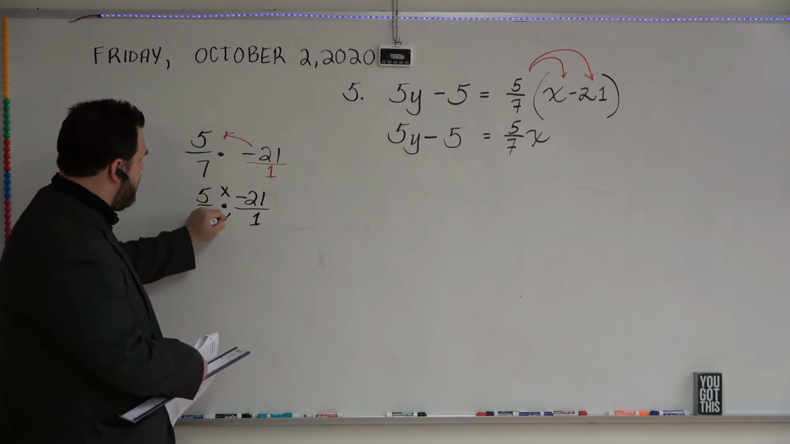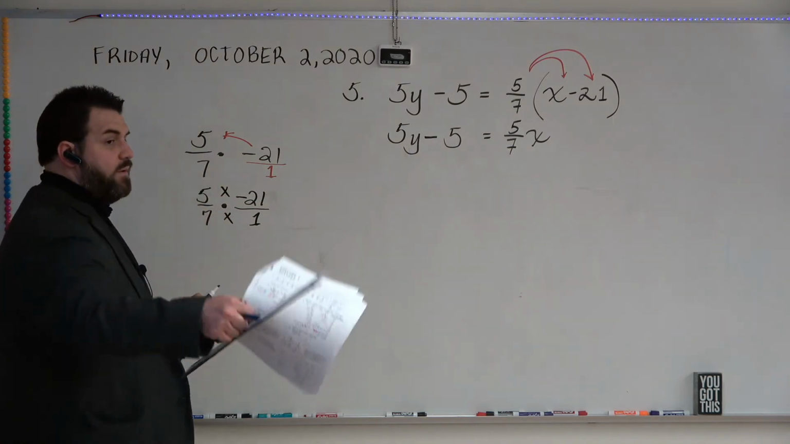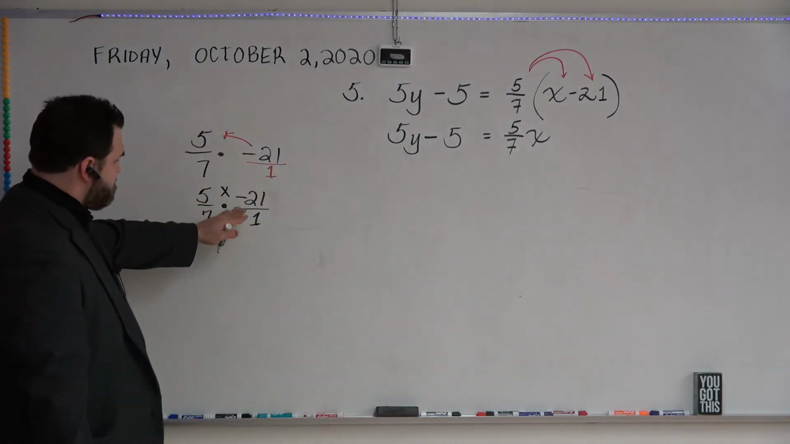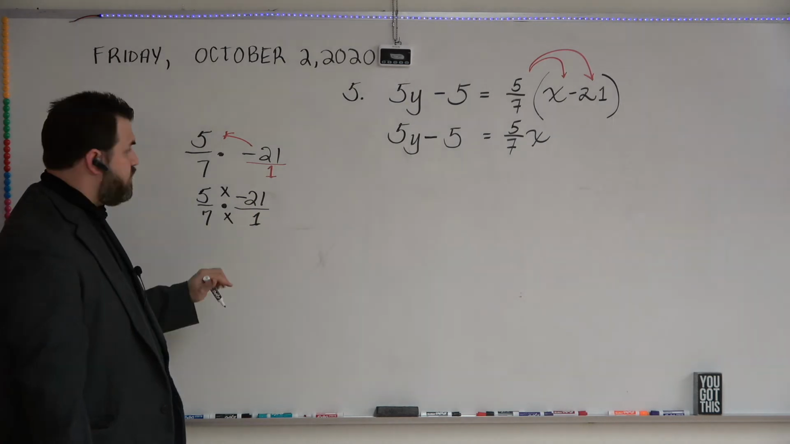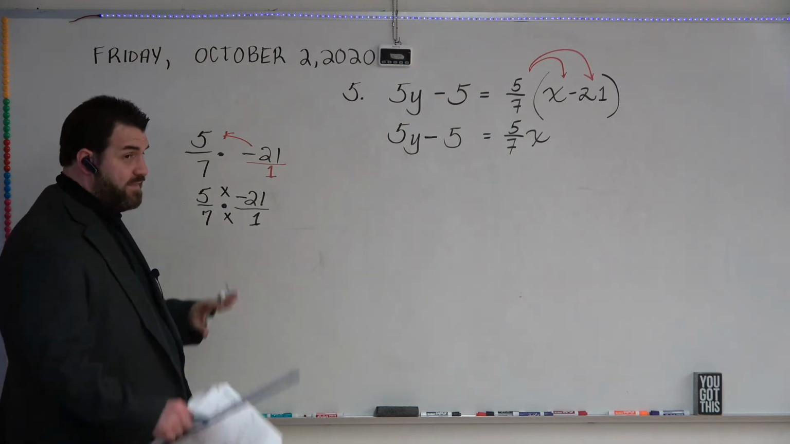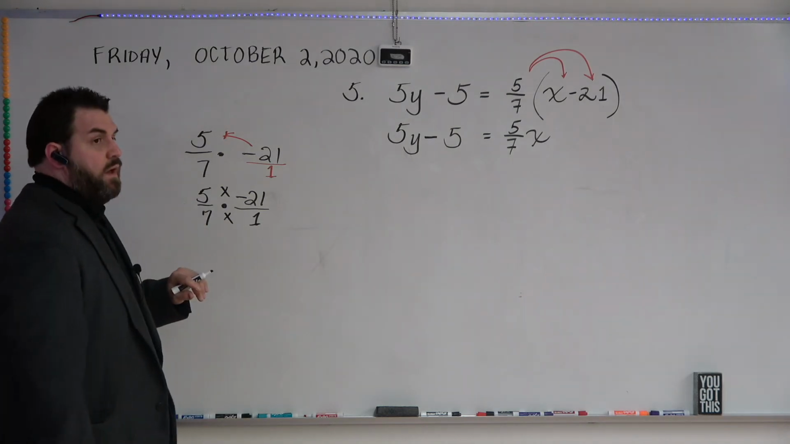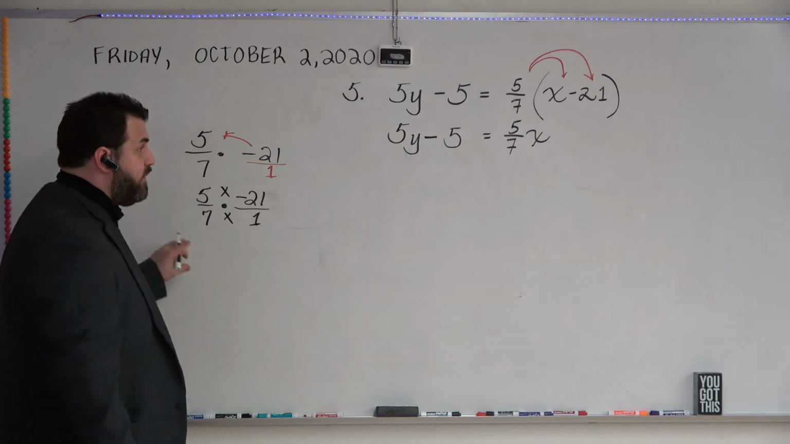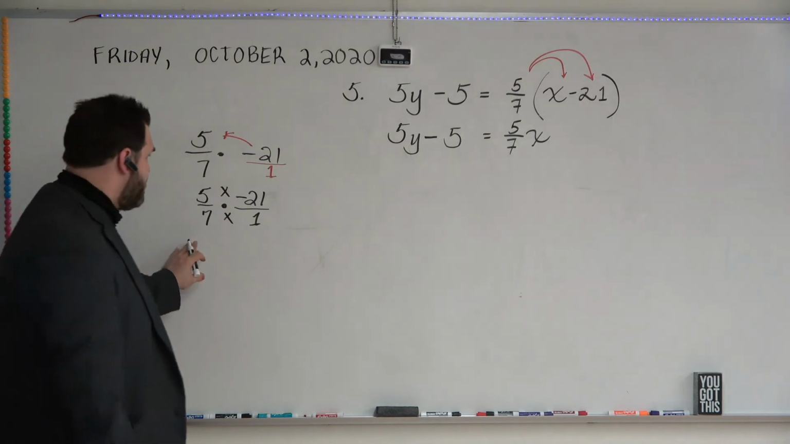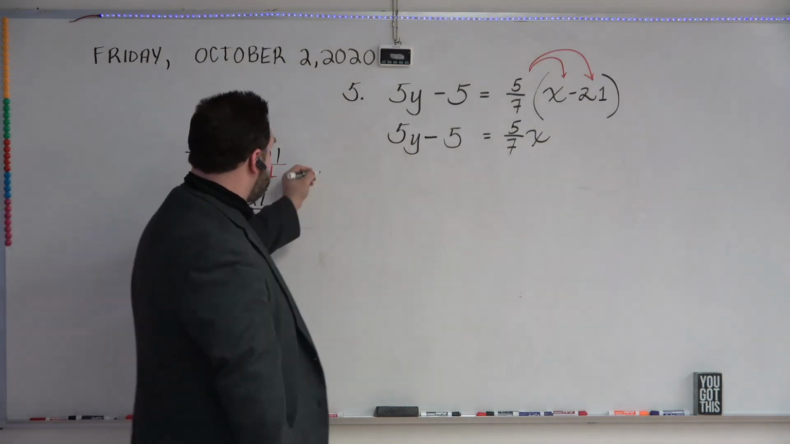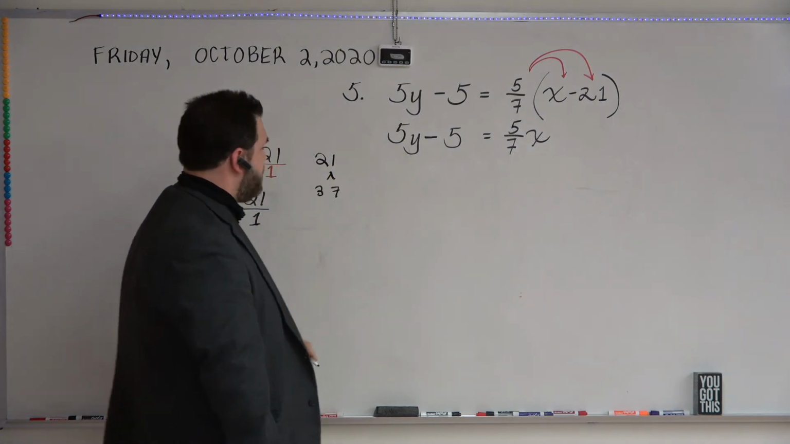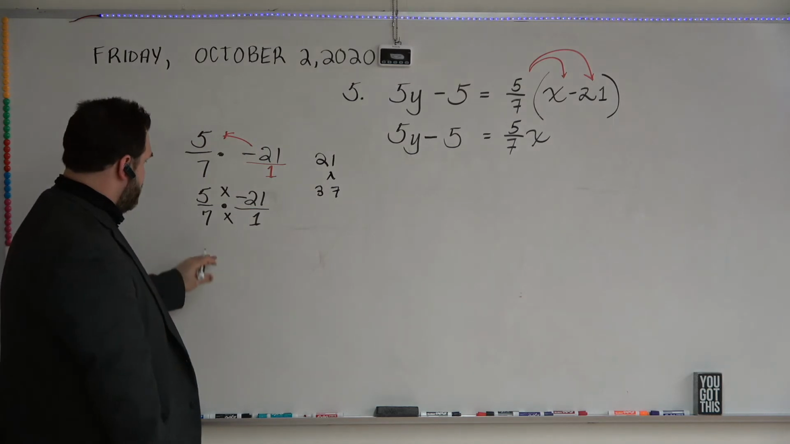And we're going to multiply across the top and across the bottom. But, and this is important, okay? We don't want to get into a situation where we're multiplying 21 times 5. Okay, because that's big numbers. Even though it equals 105, very few people would know that off the top of their heads, and they definitely wouldn't know what 105 divided by 7 is. So what I like to do is I like to break down 21 into 3 times 7.